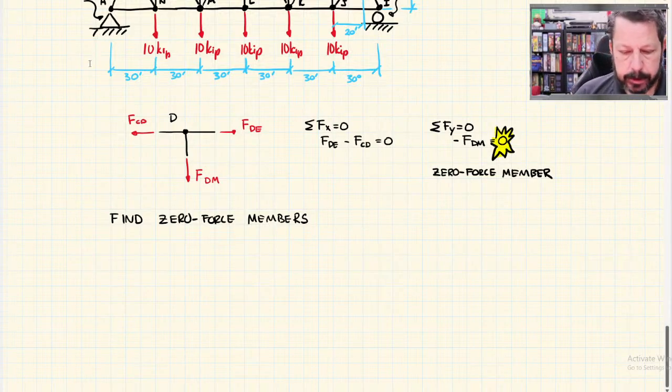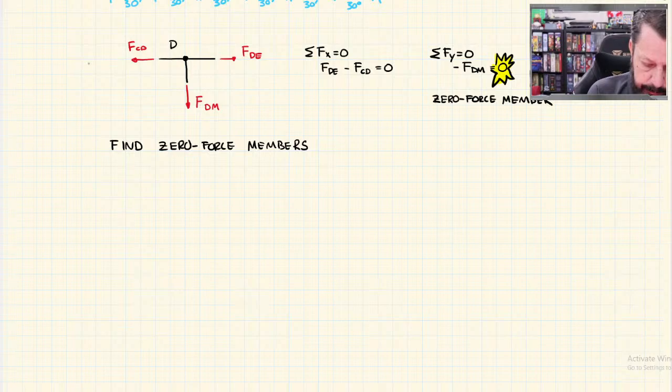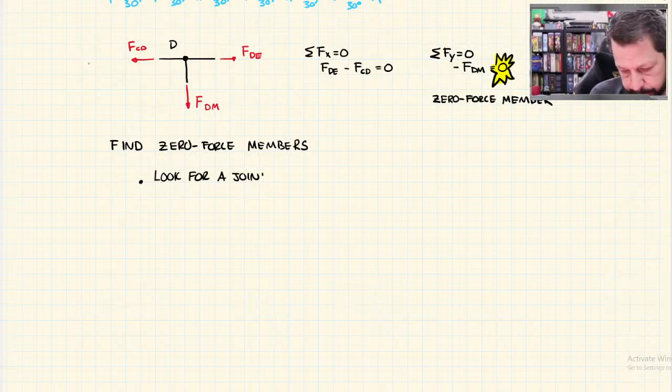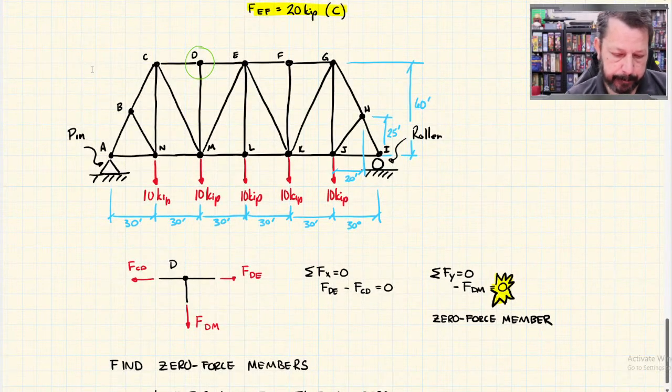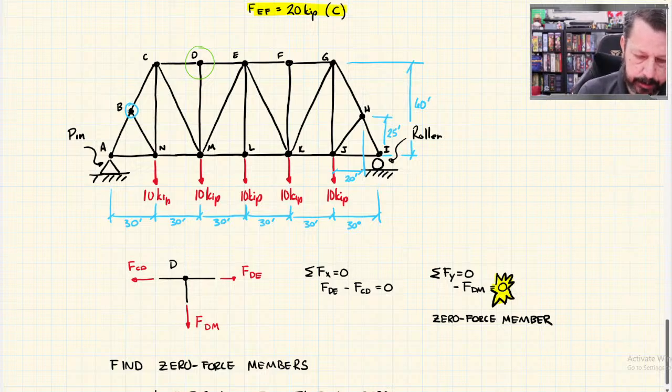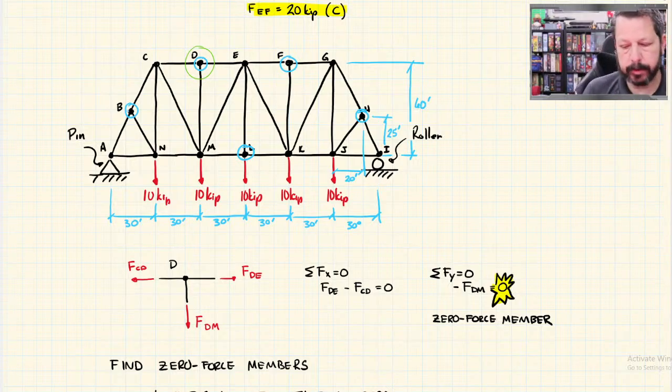Okay, so first, look for a joint with 3 members. So we've got B has 3, D has 3, we already found a zero force member there, F has 3, H has 3, L has 3, and that's it. So those are our 5 candidates so far.